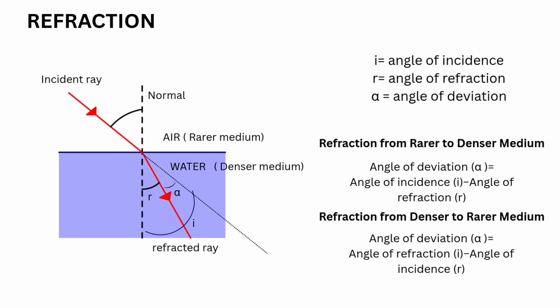Let's have a close look. When a ray of light passes from air to water, there is a change in direction of light, or we can say, deviation, when it enters water. In this example we see the refraction from rarer to denser medium. Air is rarer medium and water is denser medium. The angle at which the light deviates is equal to angle of incidence minus the angle of refraction. If refraction is from denser to rarer medium, the angle of deviation is angle of refraction minus angle of incidence.